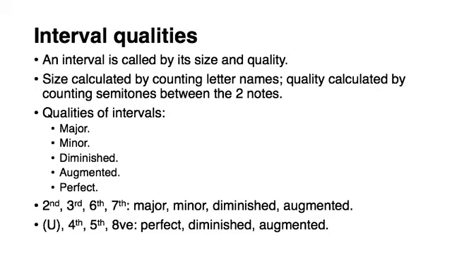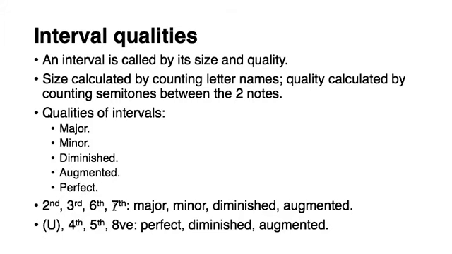The other part of naming an interval is the quality. So the first part is the size, and we already know that that's calculated by counting letter names. The quality, on the other hand, is calculated by counting the distance between the two notes that you have and the amount of semitones between them. The qualities of intervals are the following: major, minor, diminished, augmented, and perfect. Right? So you can have intervals of different sizes with these different qualities, and we'll see very shortly how to do that. But these 5 qualities are not all applied equally to all interval sizes.